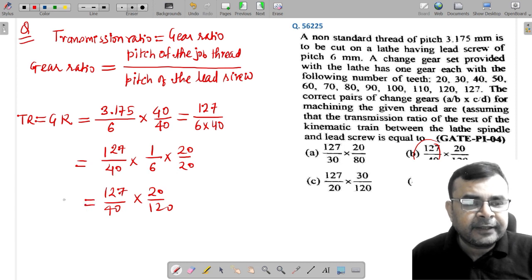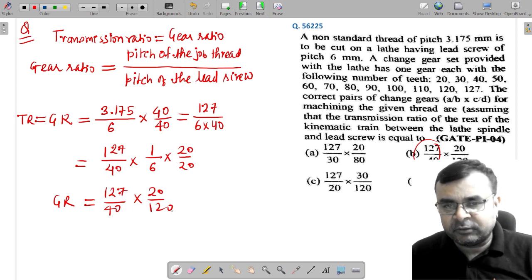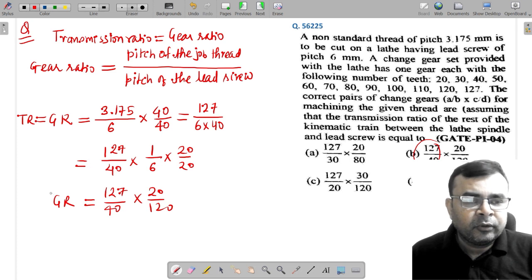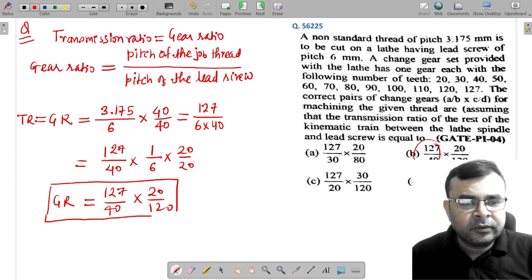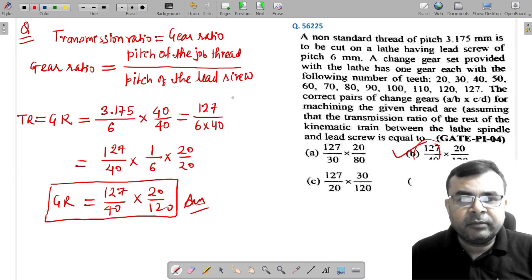It means we assemble the gears like this: the 127 gear tooth will be connected with the 40 tooth, and 20 is connected with 120. So when you connect these gears like this, then you can make a thread with 3.175 millimeter pitch. So this one is the right answer. So option B is the right choice.